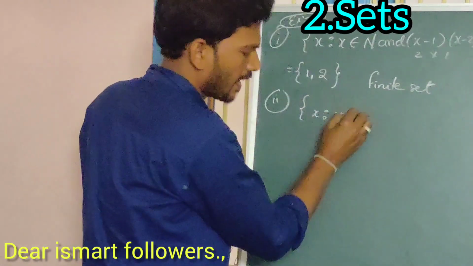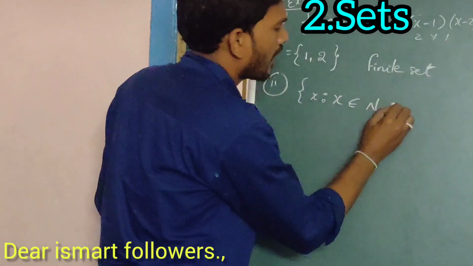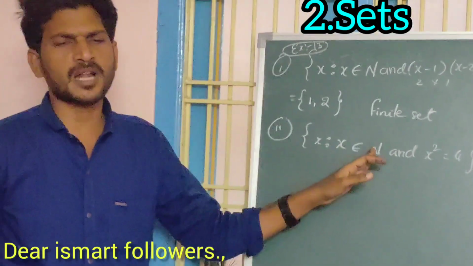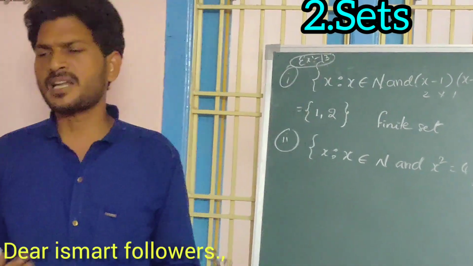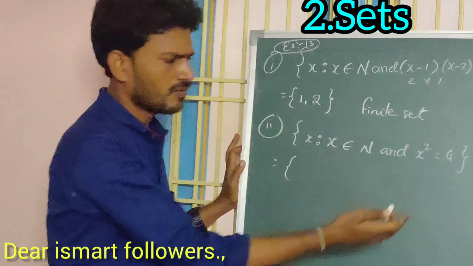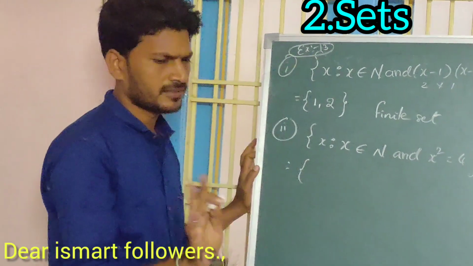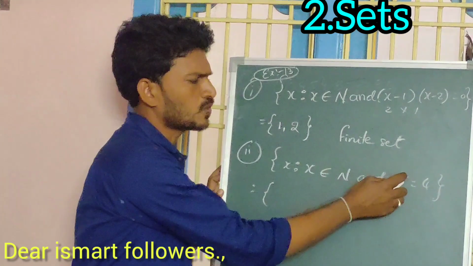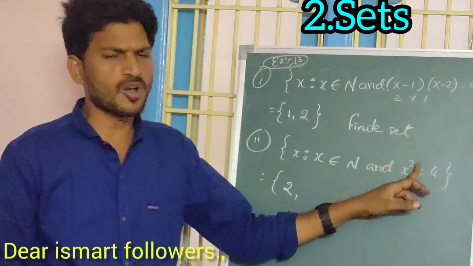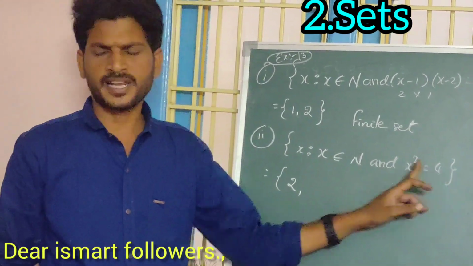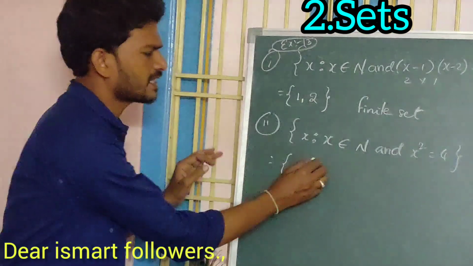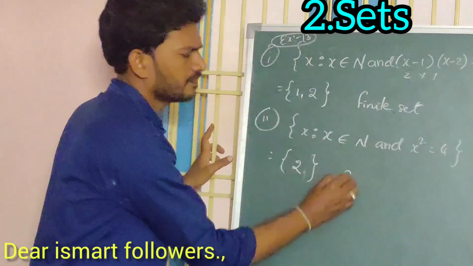Next, the second one. X such that X belongs to N and X square is equal to 4. N means what? Natural numbers, starting from 1. Substitute 1: 1 square is 1, but what is the answer we need? 4. So that is not the correct answer. Next, 2 square means 4, so we got the answer 4. That's why 2. Next, 3 square is 9, no. Next, 4 square means 16. So we got only one answer here, 2. Is this finite or infinite? Finite set.